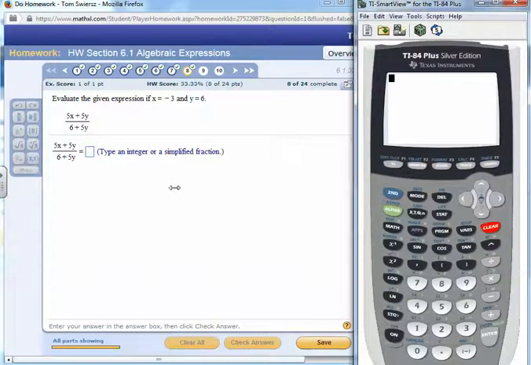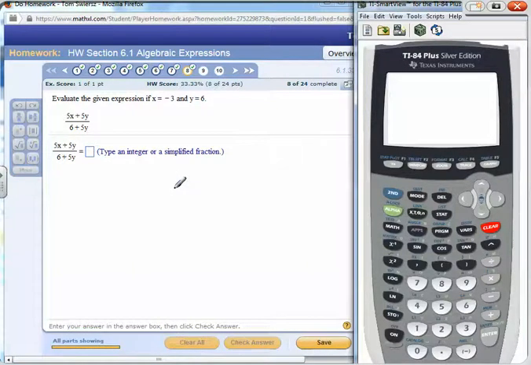All right, let's go ahead and start with homework exercise number 8. 5x plus 5y over 6 plus 5y. Now, when it's written as a fraction with a horizontal line, you have to simplify the numerator to get one number, simplify the denominator to get one number, and then do the division. So you do the division last.